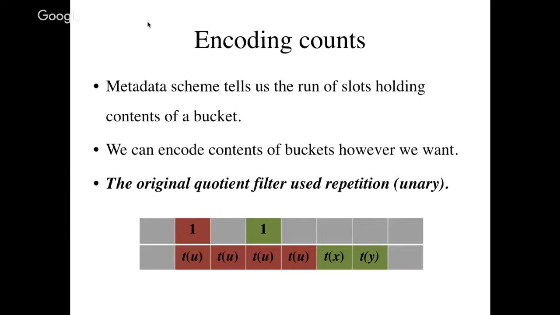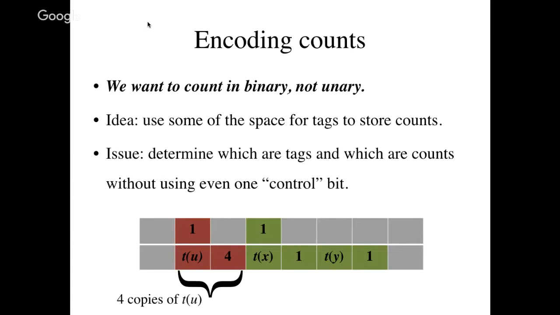By that I mean, if a tag of U appears 4 times in your data set, it will be stored in 4 consecutive slots, and it will consume 4 slots. So that is counting in unary. However, this kind of counting is not very efficient because it won't work if you have a skewed data set wherein one element occurs millions of times, and this will take millions of slots. So what we want to do is encode the counts in binary and not unary. The idea is we use the space which is reserved for tags to actually store the counts.